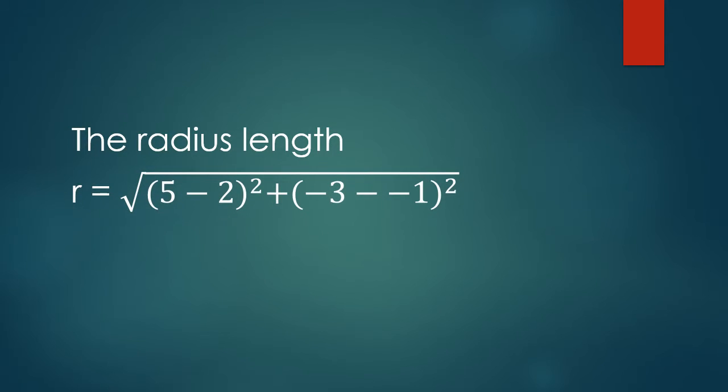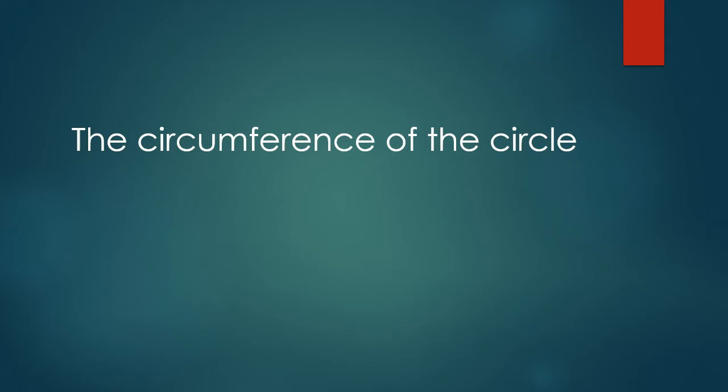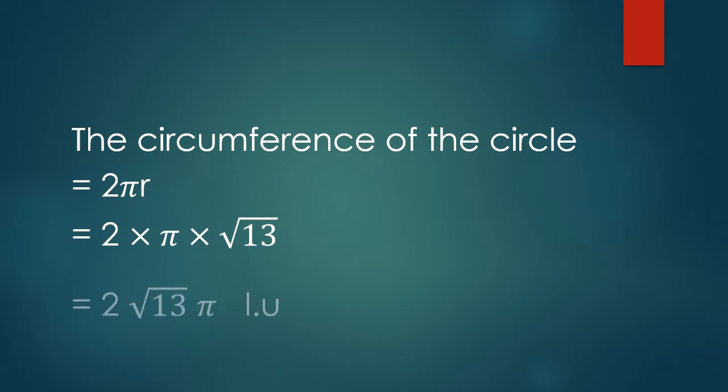Then the radius of this circle will be the square root of (5 minus 2) all to the power 2 plus (-3 minus -1) all to the power 2. The length of this radius will be square root of 13 length units. I want to find the circumference of this circle. We have the radius is square root of 13, and the circumference of the circle is 2 pi r. Then 2 times pi times square root of 13 will be 2 root 13 pi length units.